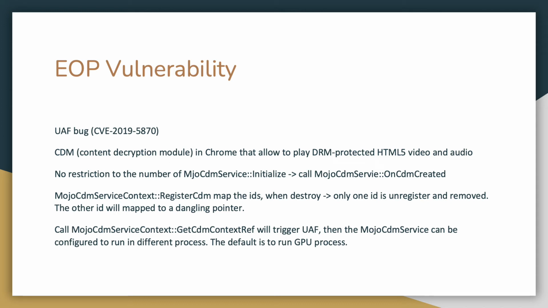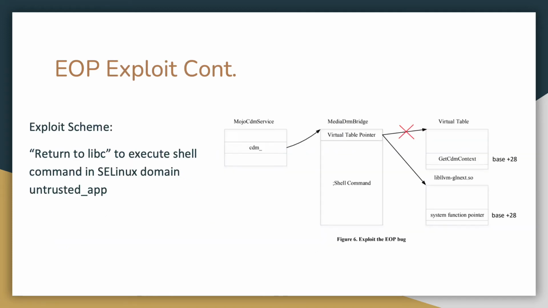And then you can get the Mojo CDM service to reconfigure and run a different process. However, on Android, that is unnecessary, as the default is to run the GPU process, which is exactly what the author wants to achieve: to get into the GPU. So how did he exploit the EoP vulnerability? It's basically he employed the basic return-to-libc technique in order to execute a shell command from there, and that's how he was able to get access to the GPU.